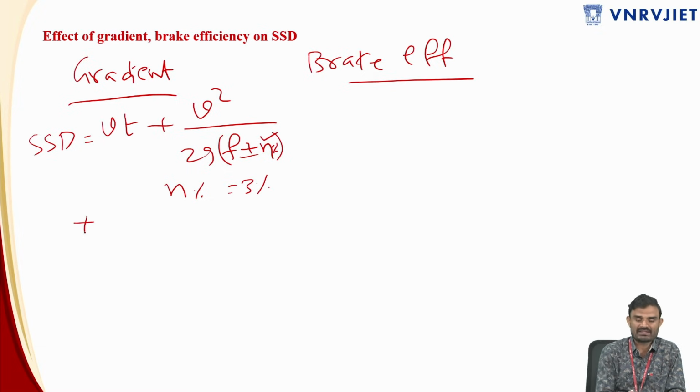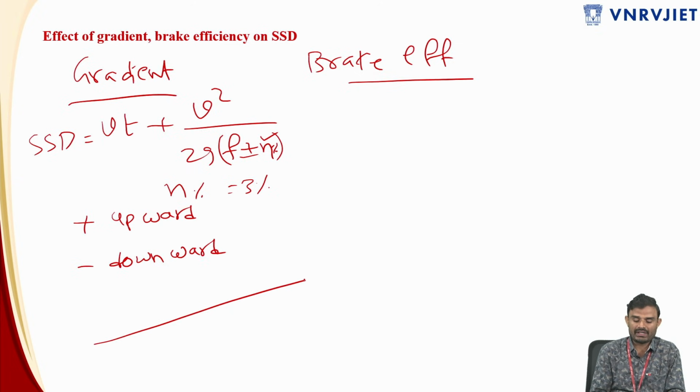You have to take the plus sign for upward gradient, and you have to take the minus sign for downward gradient. For example, you are traveling on an upward gradient. Initially the weight of the vehicle acts completely vertically downwards, but because of moving on an upward gradient, some part of the weight of the vehicle is going to act in the opposite direction, because of which there will be some weight compensated here. So you are going to have a reduced value of braking distance. So upward gradient will have lesser braking distance.